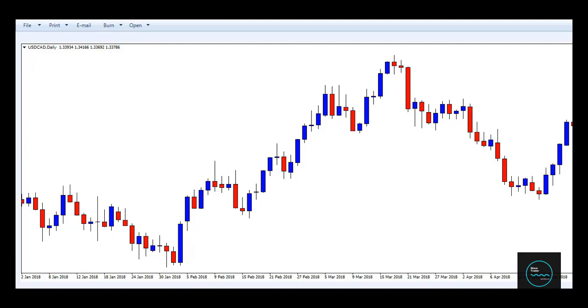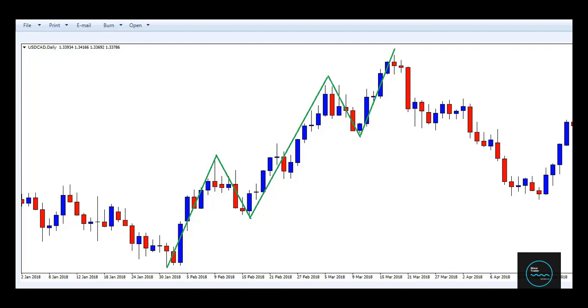This is the USD CAD daily. Every candle here takes a day to form. I want you to take a look and see if you can identify the bullish 5 waves here. Okay, let me show you what I see. As you can see, this is the first wave, second wave, third wave, fourth wave, and fifth wave. And then the trend changes direction and starts going the other way, and here we have another first wave, second wave, third wave, fourth wave, and so on and so forth.